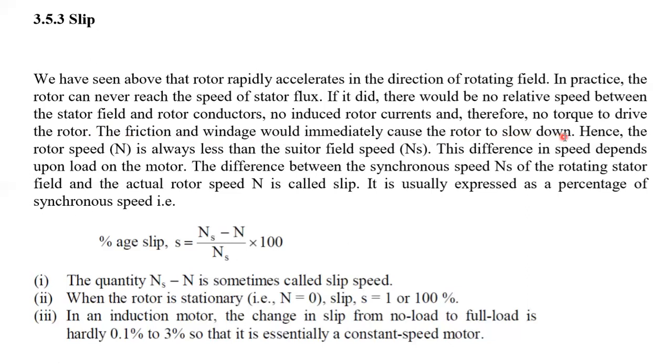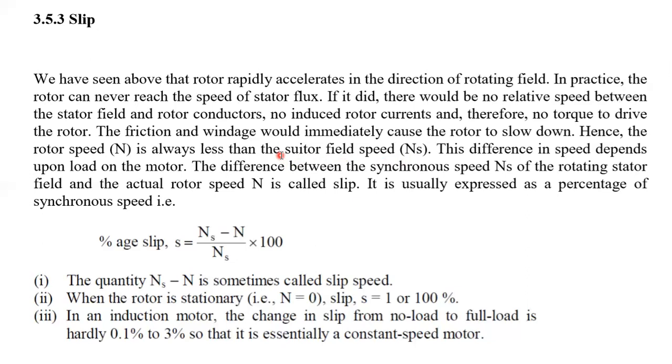Because of the friction and windage effect on the rotor, the rotor speed is slowed down. The rotor speed is denoted by n, or n suffix r. The rotor speed n is always less than the stator field speed ns, the synchronous speed. The rotor never reaches the synchronous speed because of friction and windage losses.